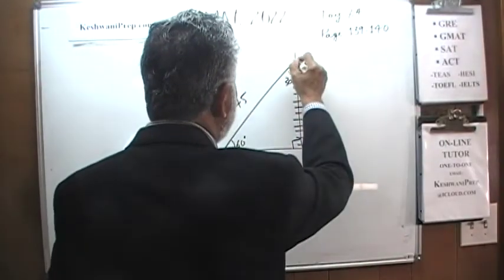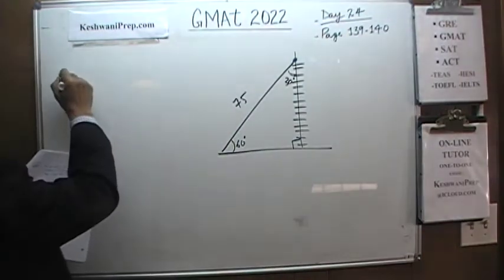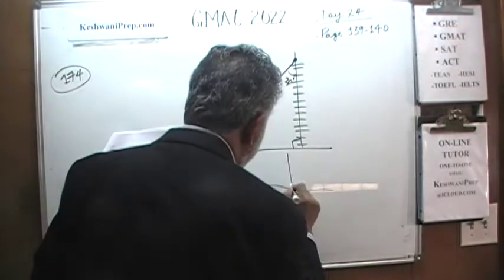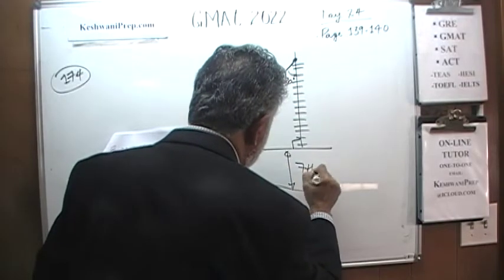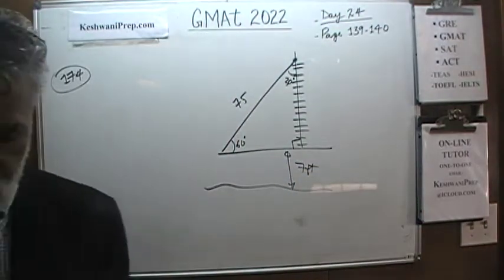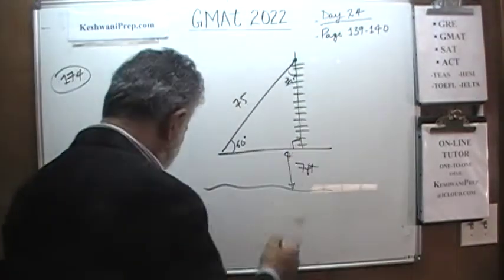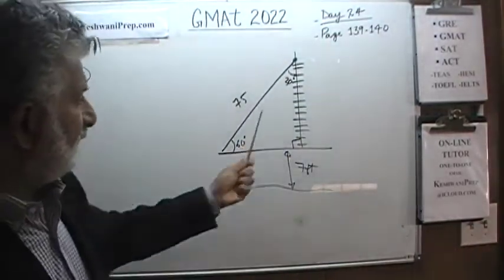How high is the highest point of the ladder? This is 174. And we are told the ladder is sitting 7 feet off the ground, which is not a big deal. All we have to do is add 7 more feet to whatever we get for this side here. As you can see, it's a 30-60-90 triangle.